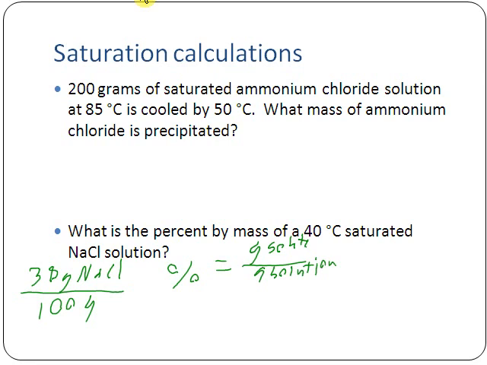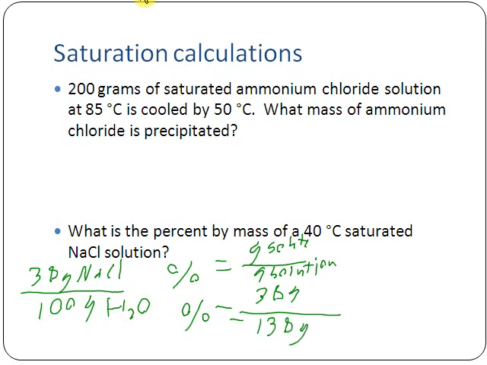So, to do this, we want to find the percent. Do we know the number of grams of solute? If we have a 40 degree saturated solution, yes we do, it's 38 grams. What about grams of solution? Well, we have 100 grams of water over here. That's our solvent. To find solution, we have to add those up. And so to find the solution, we do 100 plus 38, 138 grams.